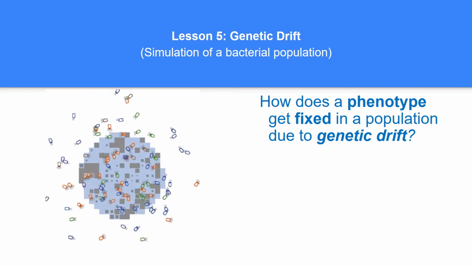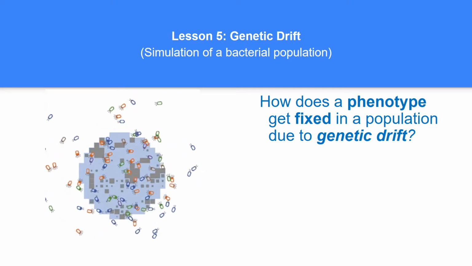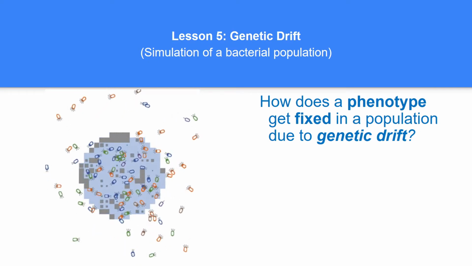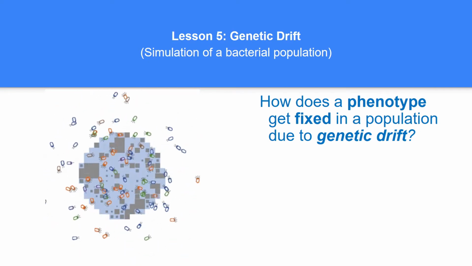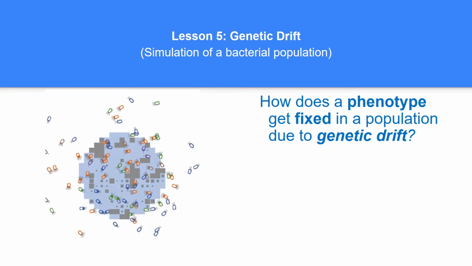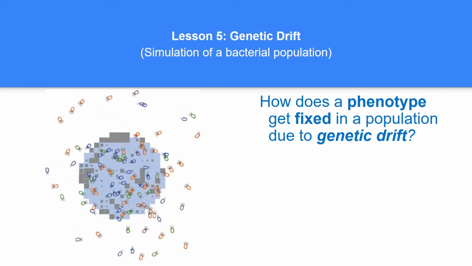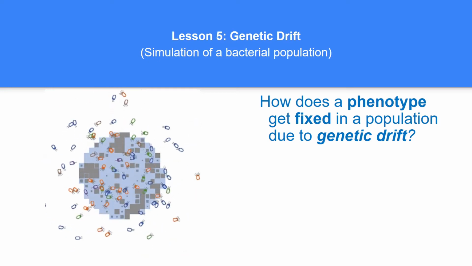In Lesson 5, students perform computational experiments with a population of bacteria growing in an environment with sugar as an energy source. Students will discover that despite the lack of selective advantage to the individual, eventually, over time, only one type of bacteria will survive in the system due to genetic drift.